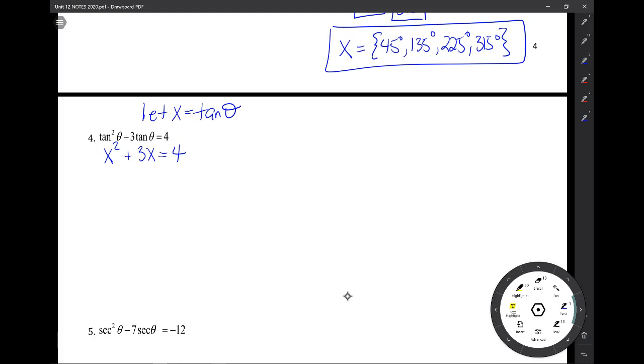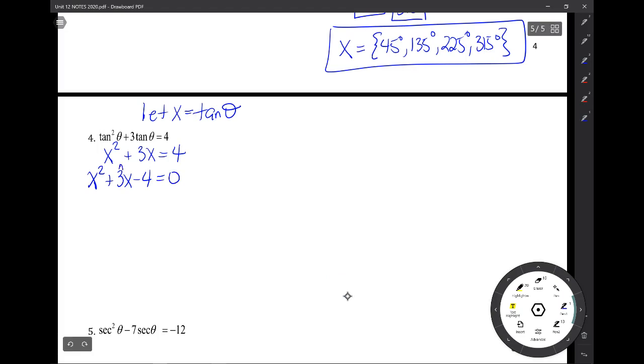Now that I have it in terms of x, I hope by this point in your math careers you recognize that this is a quadratic equation. And a quadratic equation, we know we want equal to 0. Fingers crossed that it factors. So let's get it equal to 0. So x squared plus 3x minus 4 equals 0. It definitely is factorable, which is awesome for us.